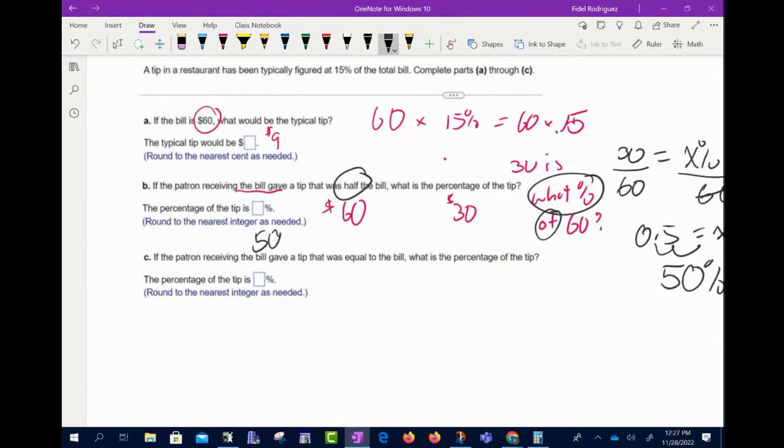And then it says if the patron receiving the bill gave a tip that was equal to the bill. So what does that mean? That means that the bill was $60 and they tipped $60, right? Sorry about my pen. That means how much do they tip? They tip the entire amount. The entire amount, y'all, would be 100%. Okay? Because they tipped the whole thing. They gave the whole thing back also as a tip.